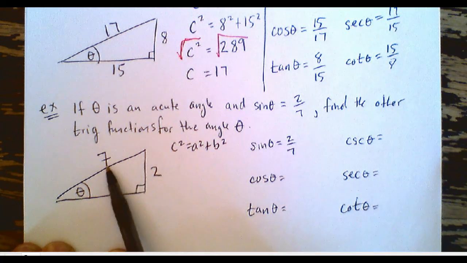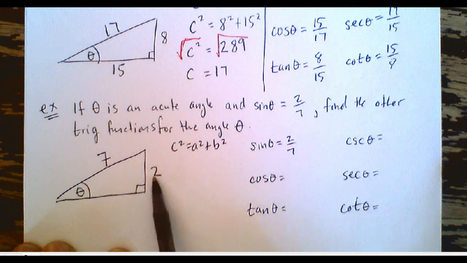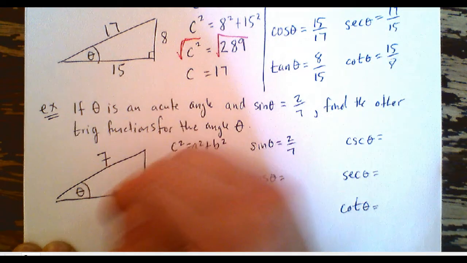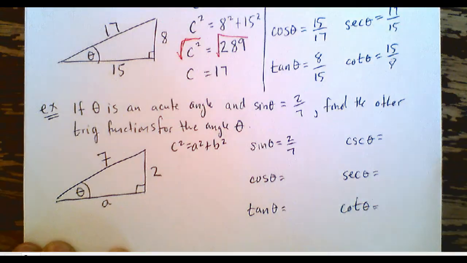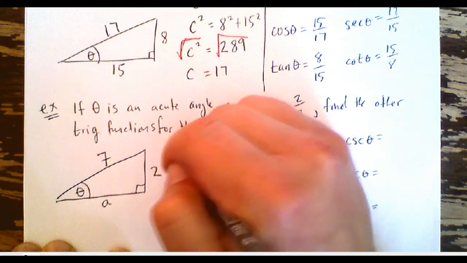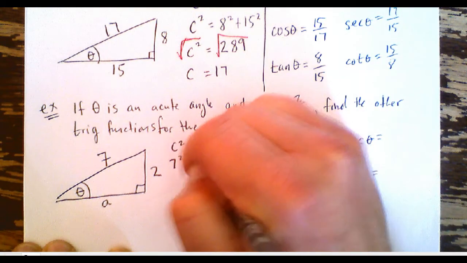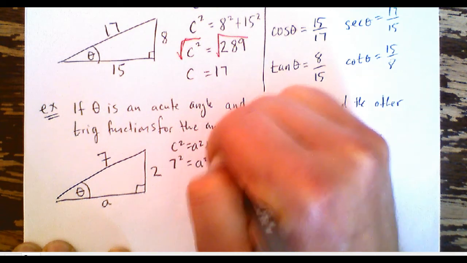So that has to be 7. And a or b could be 2. So let's just say that this is a. Okay? So 7 squared equals a squared plus 2 squared.